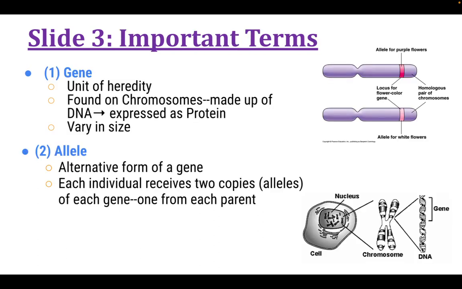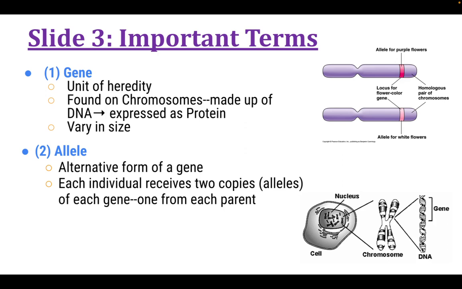You've heard these terms. Now let's get some information down about them. First is genes. A gene is the unit of heredity. Genes are found on chromosomes, which are made up of DNA, and genes are expressed as proteins. Genes can vary in size and complexity.